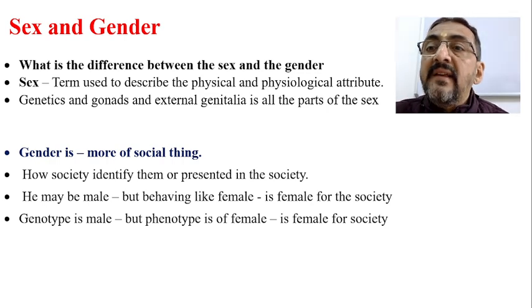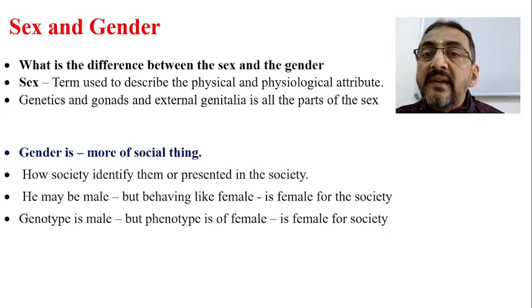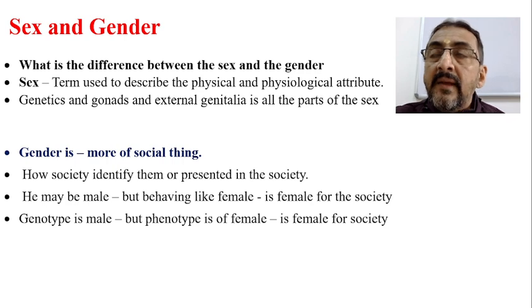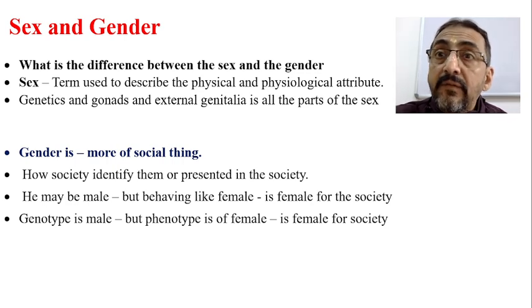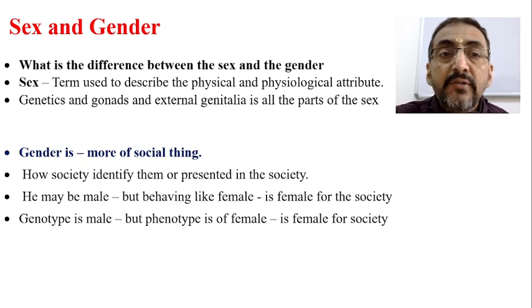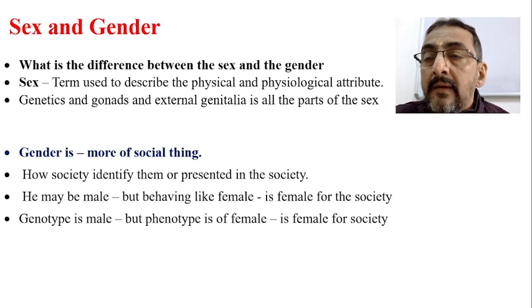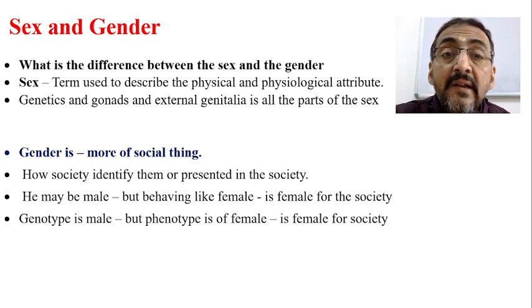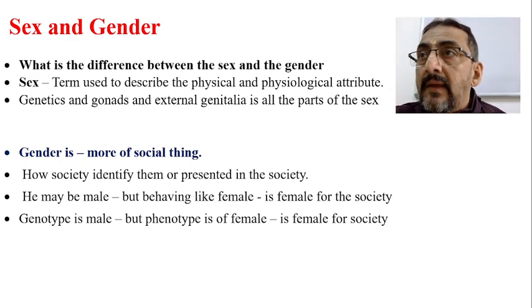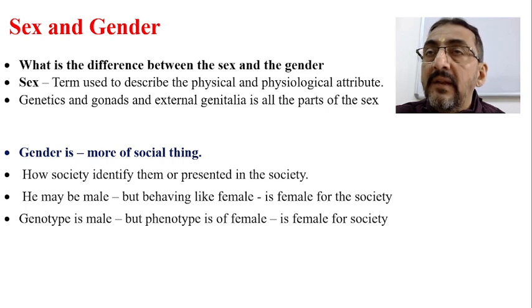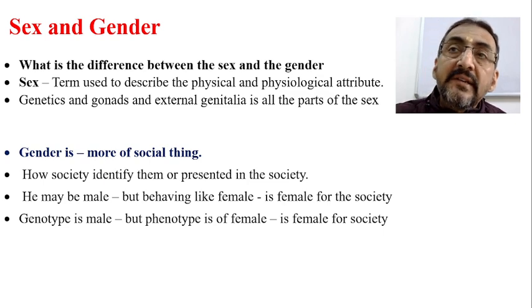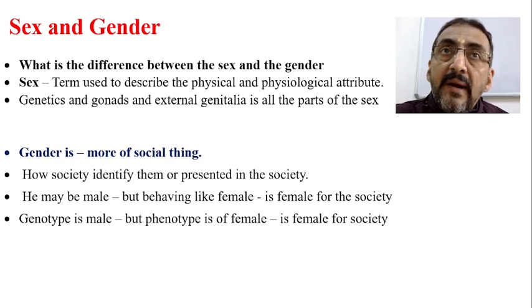Now talking about some basic things about sex as well as gender. What is the basic difference between sex and gender? Sex is the term used to describe the physical and psychological attributes of a particular person, isn't it? Genetics, gonads and external genitalia are all part of sex. Genetics: if XX is there, it is a female; if XY is there, it is male. If testis is there, it is male. If ovaries are there, then it is female. External genitalia: if labia majora and labia minora are there, it is a female. If penis and other structures are there, then it is male. So genetics, gonads and external genitalia are all part of sex.